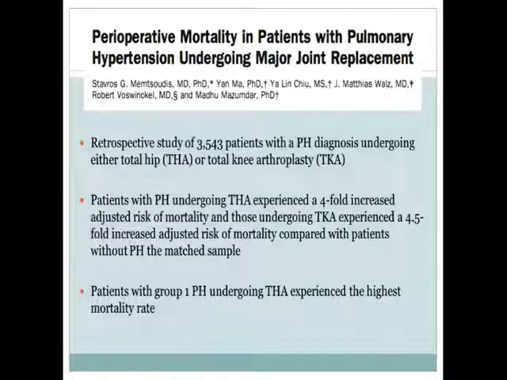Now, I looked through the paper and I tried to find what their definition of pulmonary hypertension was, and I actually couldn't. It sounds like when they looked at the databases, they used pulmonary hypertension if the patient had a diagnosis of pulmonary hypertension. So unless I missed it, I couldn't find a certain number that they used, which could affect things a little bit.